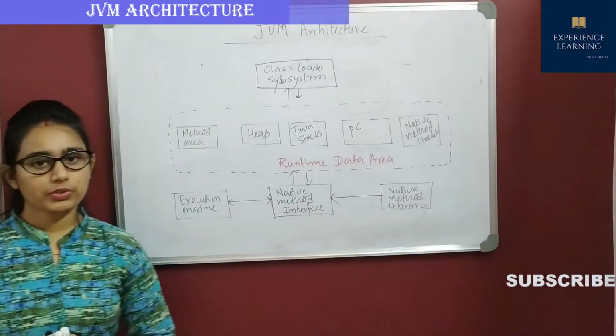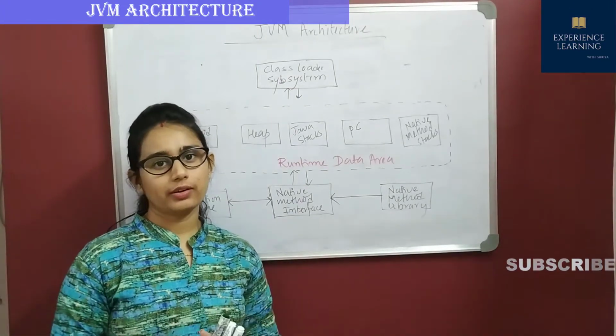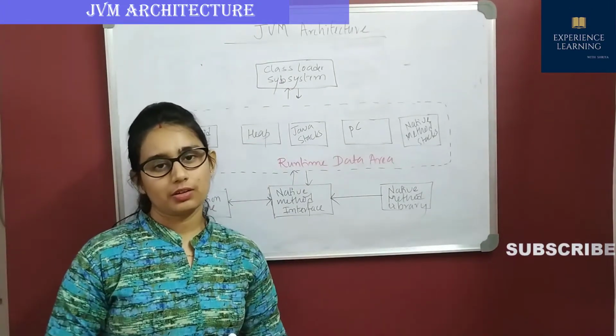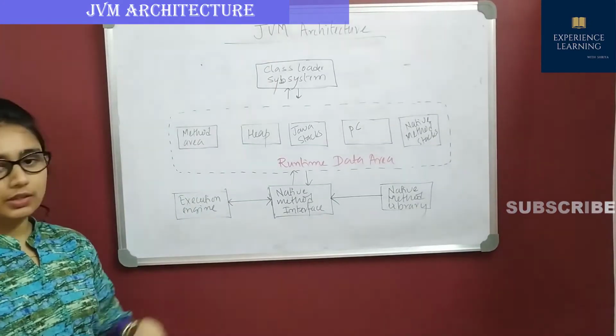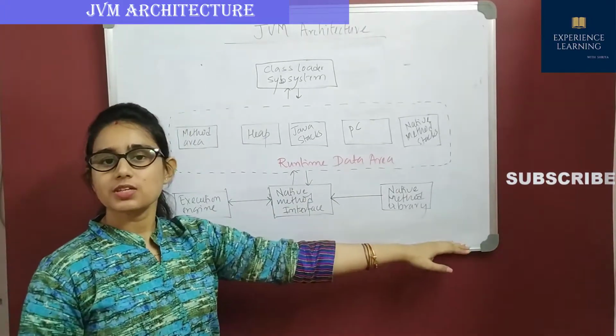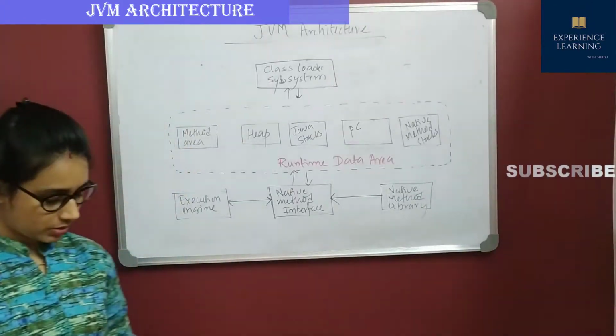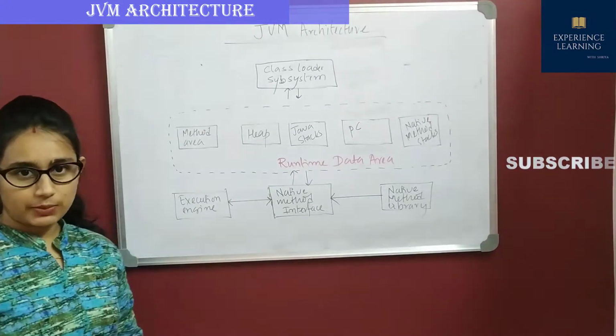In the previous video, we discussed the class loader and then the bytecode verifier and all. So here we are just seeing the JVM architecture. This is the JVM architecture, and if you see, it is basically divided into 5 parts.